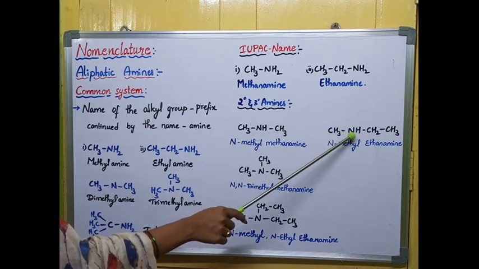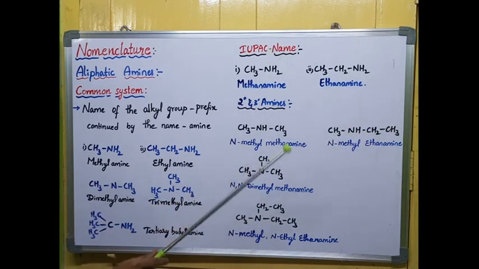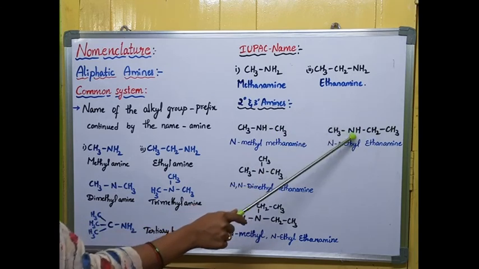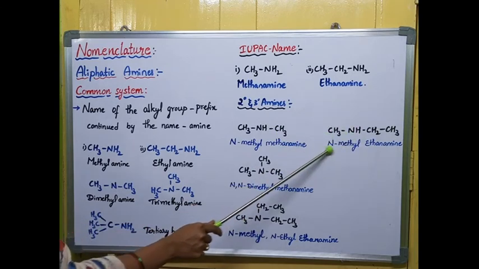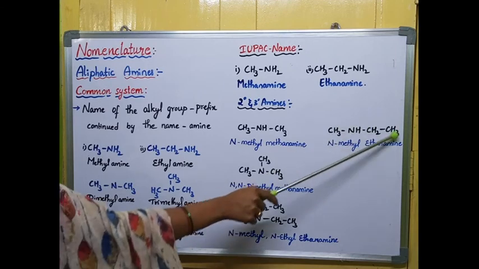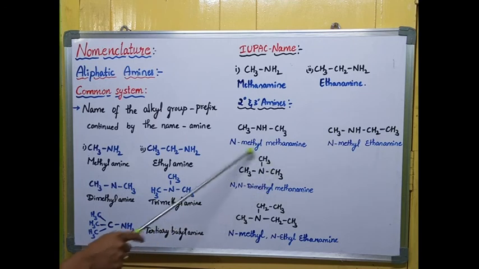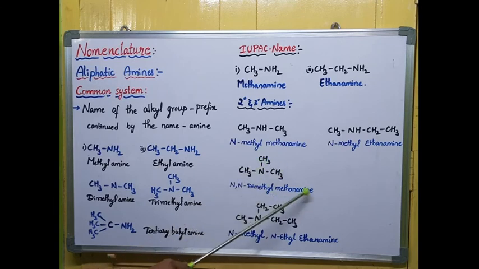Now you can see here N, NH, here CH3 is attached and CH2CH3 is attached on that side. So this is ethanamine. To ethanamine, CH3 is attached, so N-methyl ethanamine. Okay, and here N with all three CH3 groups attached. So N,N-dimethyl methanamine. To methanamine, two CH3s are attached, so N,N-dimethyl is used.